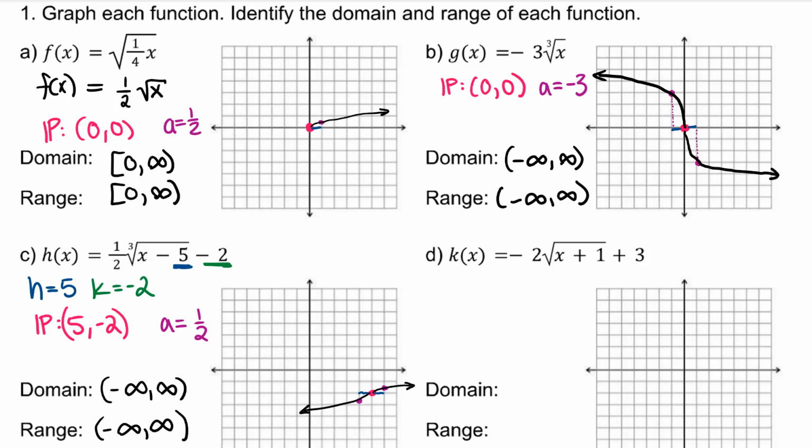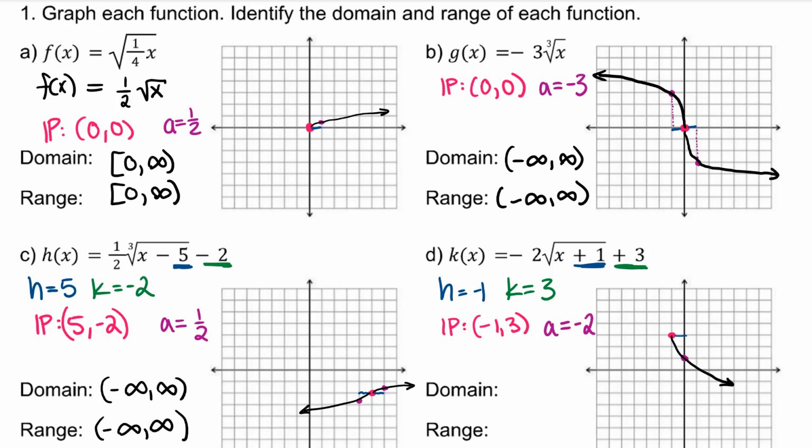And here's our graph. For part D, h is -1 and k is +3. So my initial point will be (-1, 3). A is equal to -2. Graph your initial point, and 1 unit to the right of the initial point, you will rise -2. So go down 2. So here's our graph.